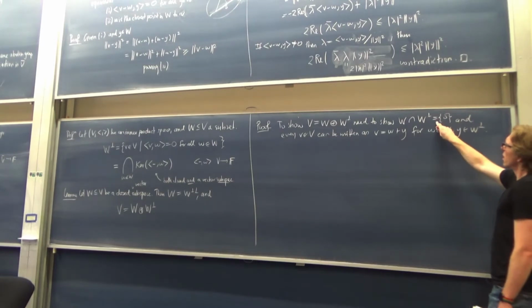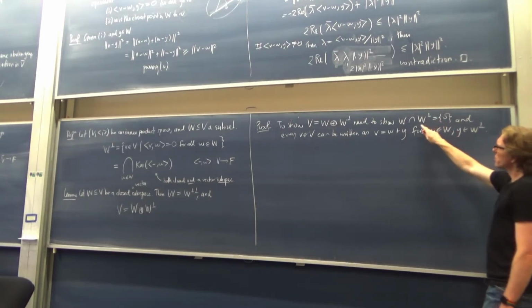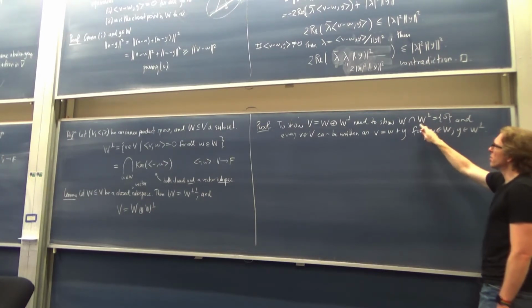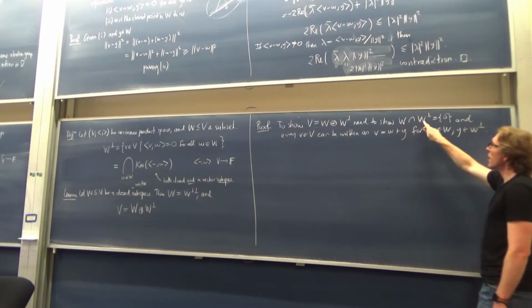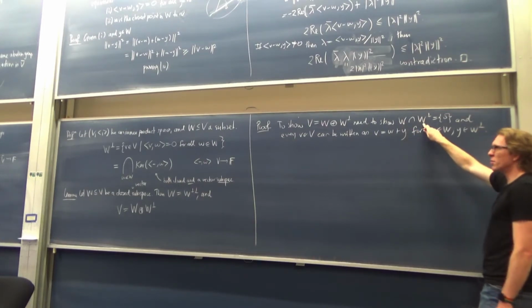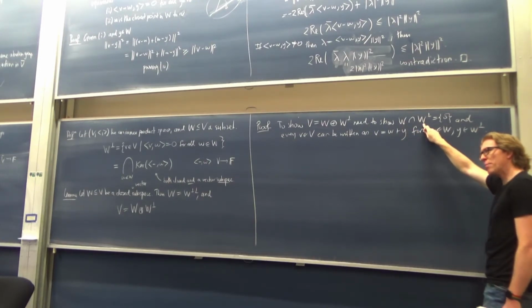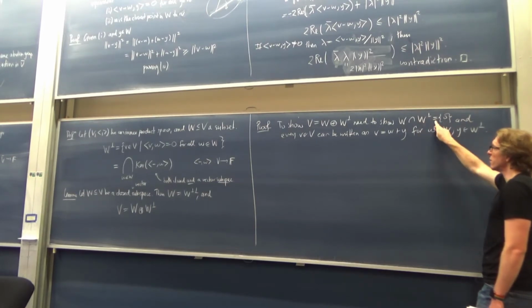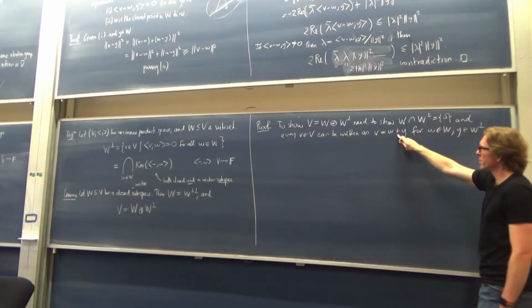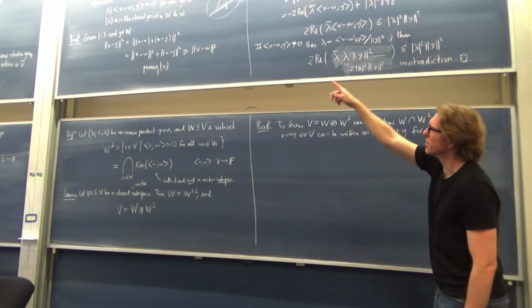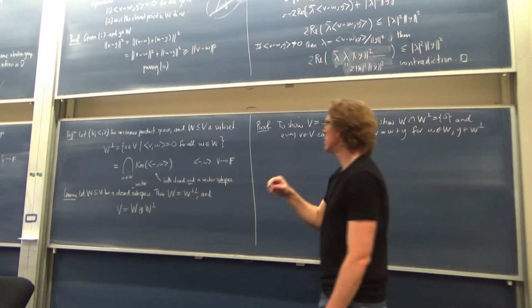Well, I hope this looks reasonable, because suppose something was in W and in W perp. Let's call it v. So v is in W, and pairing v with anything in W is 0. Well then pairing v with itself is 0, and therefore v is 0. Okay, so that's clear. Okay, what about this?